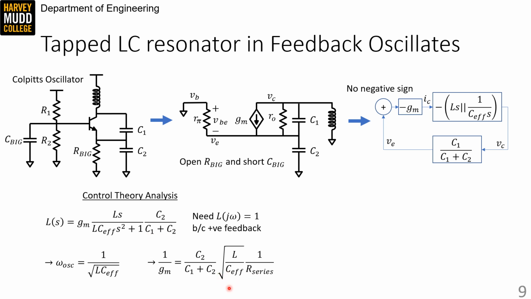This funny ratio is actually a really interesting number. The square root of L over CF is called the characteristic impedance of the resonator, and R series is sort of a parasitic resistance. The ratio of the two is called the quality factor, and it tells you how good a resonator is at storing energy, which, as you might imagine, is quite important when you're designing oscillators. But at any rate, you can tune your capacitive divider network and your bias point in order to make this equality true.